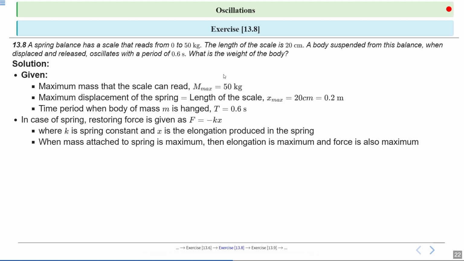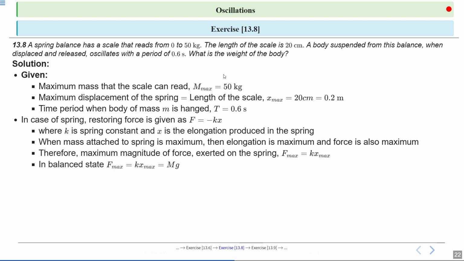When mass attached to spring is maximum, then elongation is maximum and force is also maximum. Therefore, maximum magnitude of force exerted on the spring F max is equal to K x max. So in balanced state, F max is equal to K x max is equal to mg.